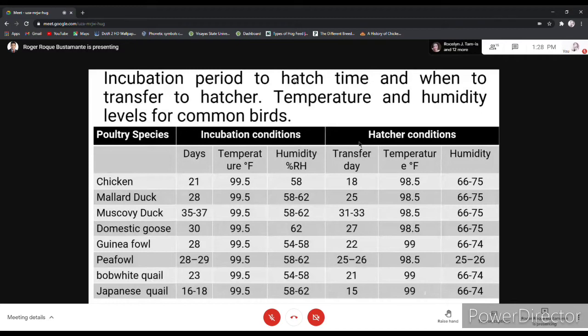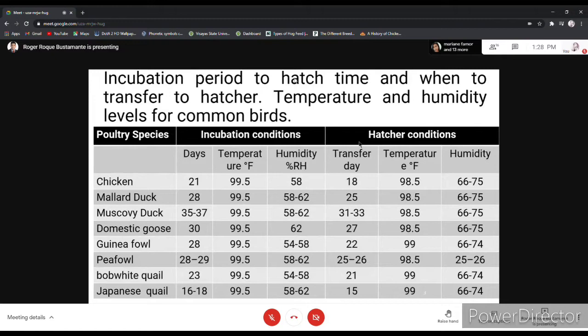So the incubation period, hatch time, and when to transfer to the hatchery, and humidity levels for common birds. These are the important parameters. So when you are conducting your thesis study, you can have this as your basis, as your benchmark for your data, whatever study you want.